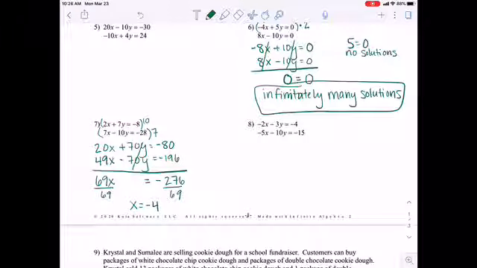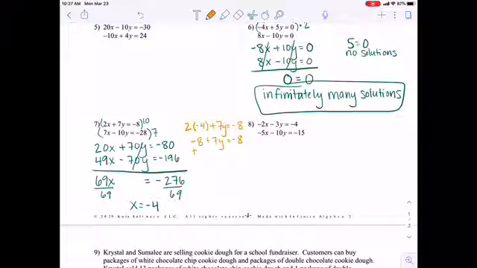Well, once I know that x equals negative 4, I can plug back into one of these two equations to figure out what the y is. I'm going to go ahead and use the top equation because the numbers are a little smaller. So I have 2 times my x number, which was negative 4, plus 7y equals negative 8. Well, 2 times negative 4 is negative 8, plus 7y equals negative 8.